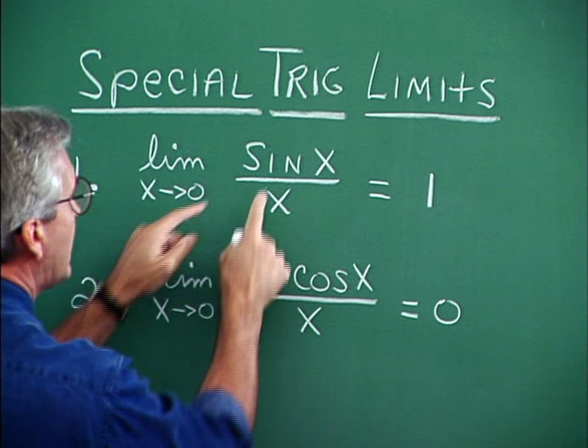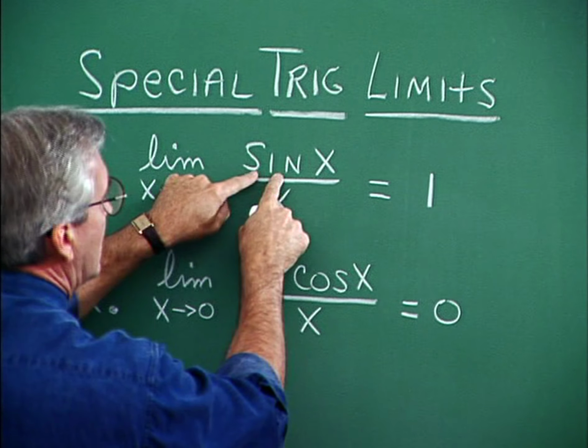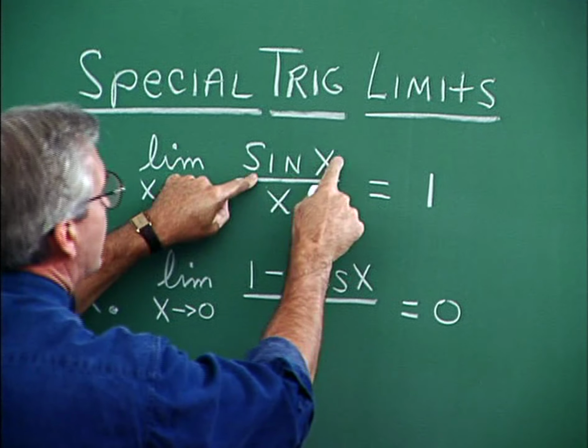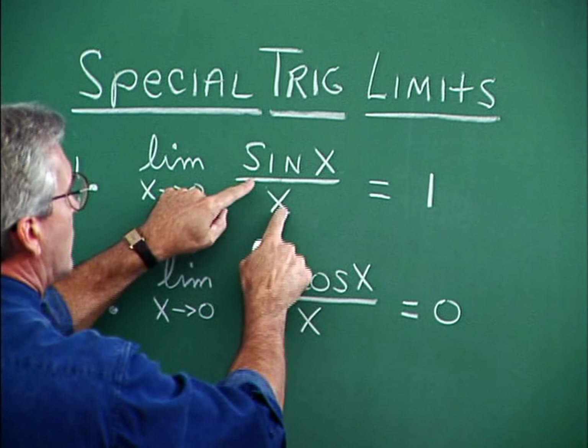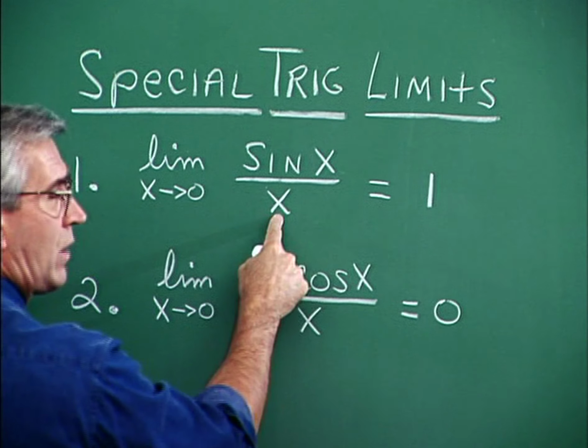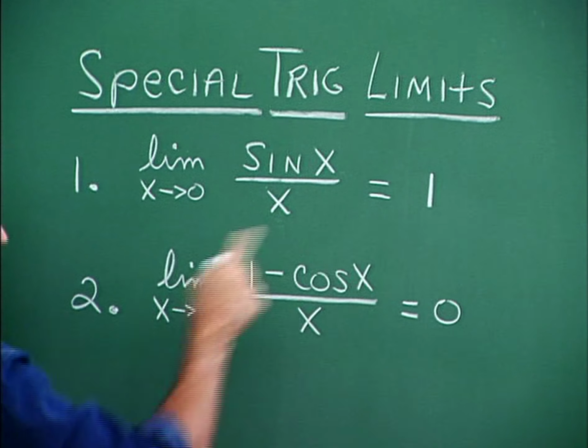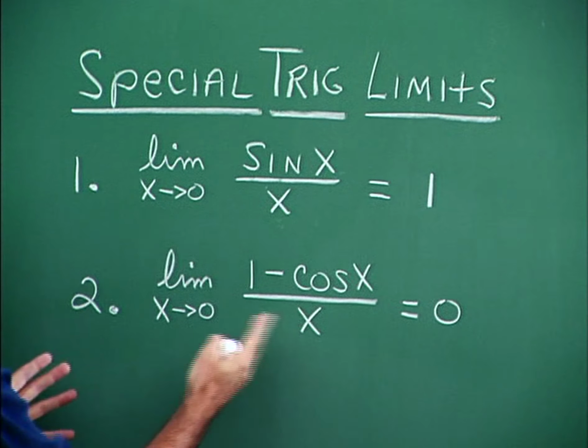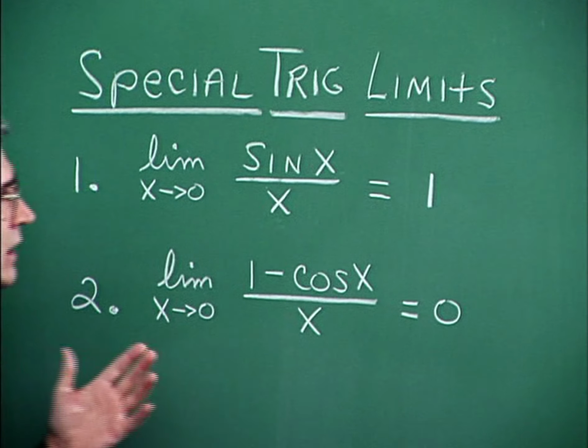This could be the sine of 5x over 5x, or the sine of the square root of something over the square root of the same something. Would follow this pattern, and in a similar way here. Okay, let's look at a couple of problems.